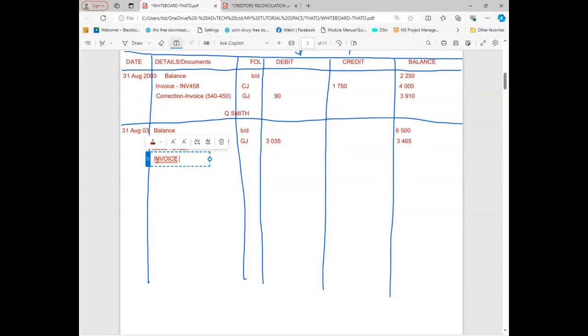Okay. And then, can you say invoice on credit sales? Yeah, you can. Just for more information, you can just say freight, like all that.